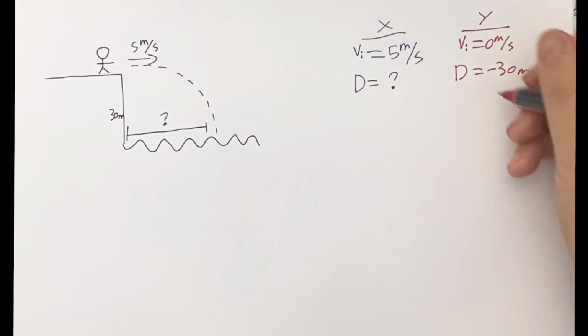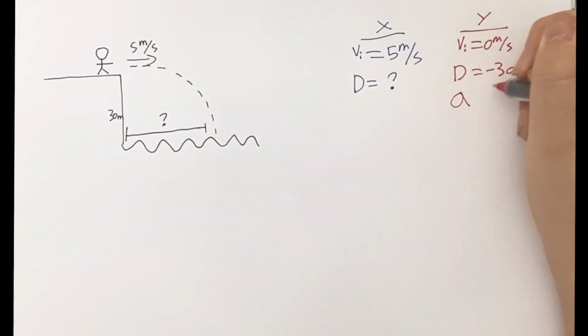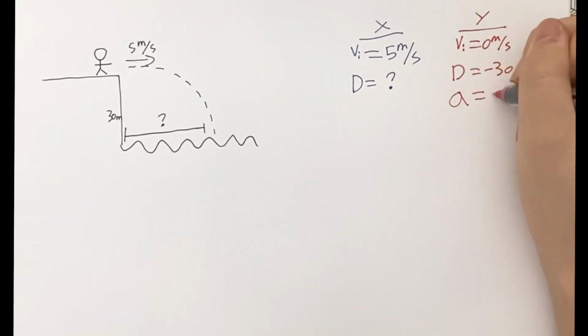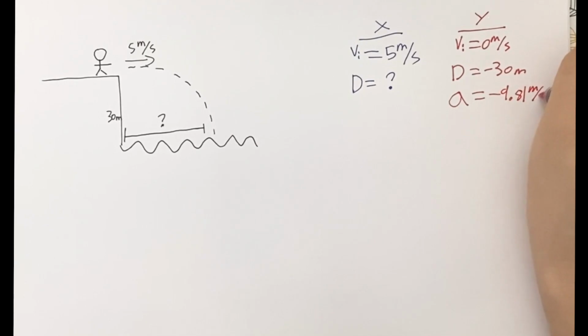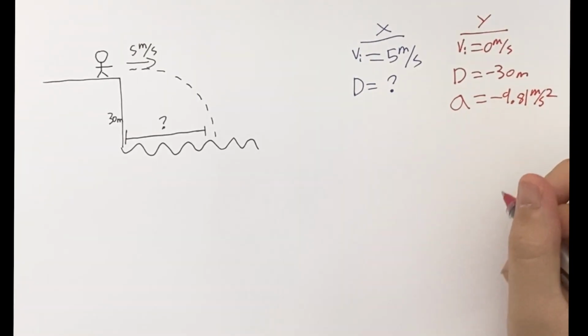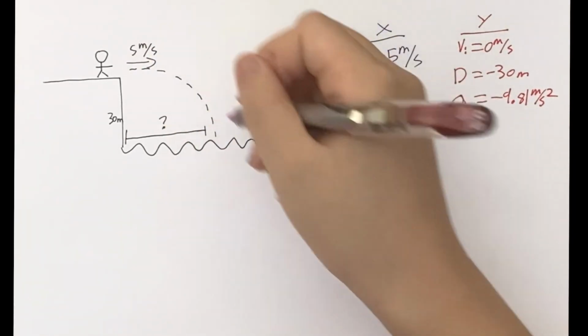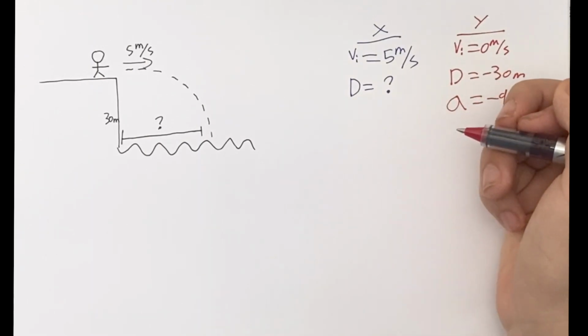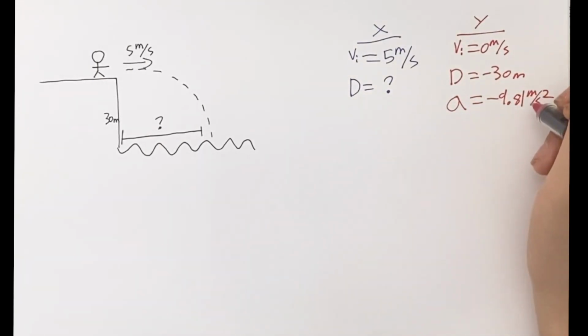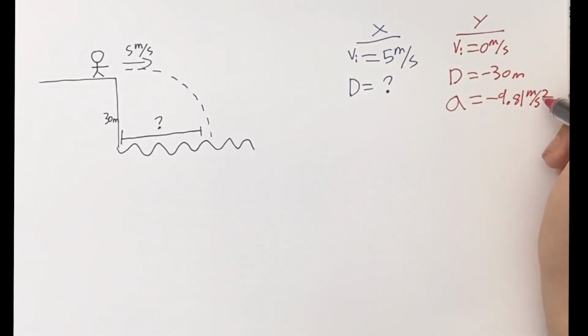We also know the acceleration. Now the acceleration is going to be negative 9.81 meters per second squared. This is because since the human is traveling down, he's going to be affected by gravity, which has an acceleration of negative 9.81 meters per second squared. You also need to include the negative, since gravity pulls down relative to us.